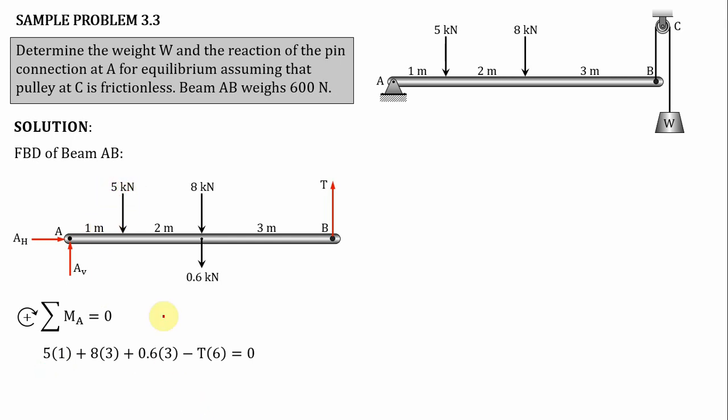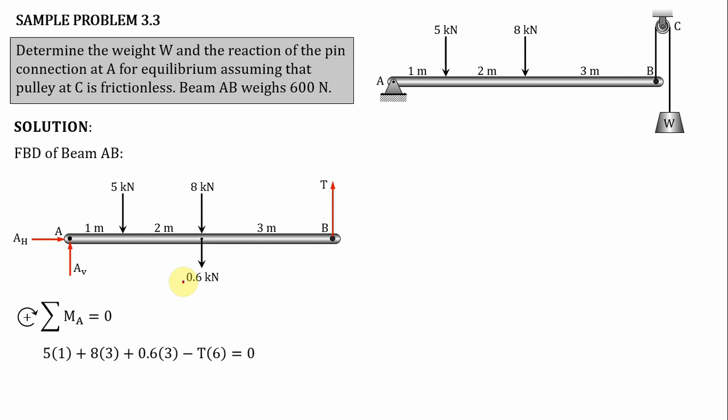And next, class, is the 8 kilonewton. It will produce a clockwise moment, and clockwise moment is positive. That's why positive yan. So that is 8 times moment arm. What is the moment arm, class? Ito yung moment arm ng 8 kilonewton. That is 1 plus 3 plus 2 meter, that is equivalent to 6 meters. So that's why plus 8 times 3.